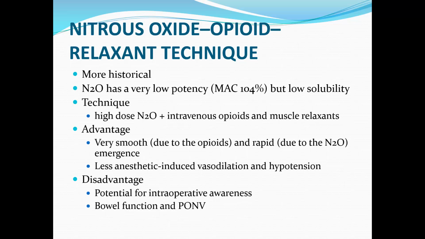One technique for general anesthesia that we don't use as much anymore is using high-dose nitrous, 70%, combined with opioids and muscle relaxant. And we use opioids and dose them based on the response to changes in pulse and blood pressure. And again, with this technique, the opioids have to be dosed regularly, and we have to use muscle relaxants to prevent patient movements in this technique. And of course, you need mechanical ventilation.